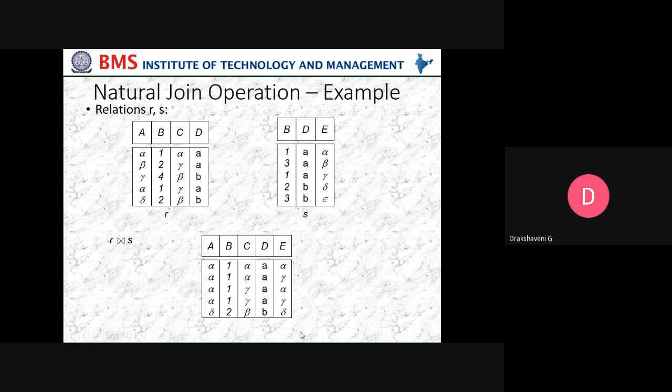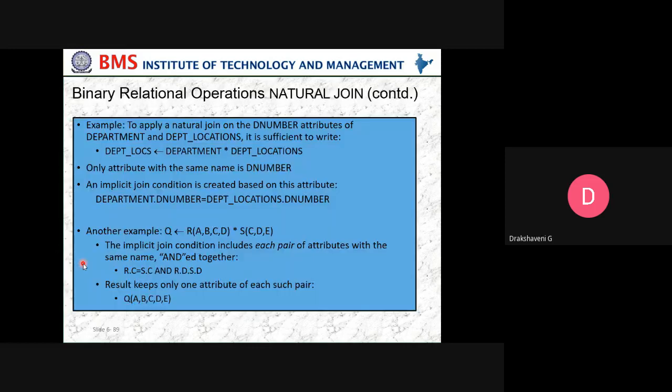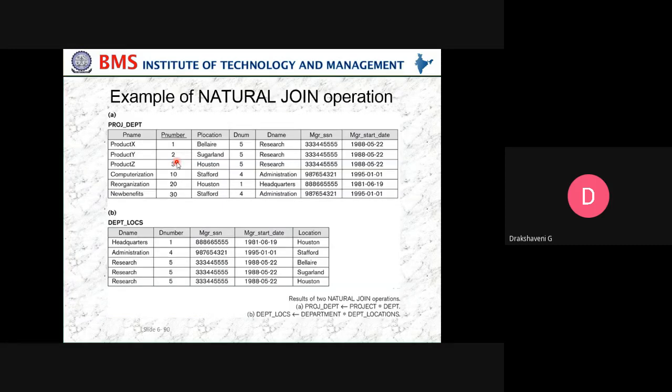That's where we can see the rename. How do we do a natural join? So, the binary relation operation, that is a natural join. How do we do this? We have seen examples for a natural join.